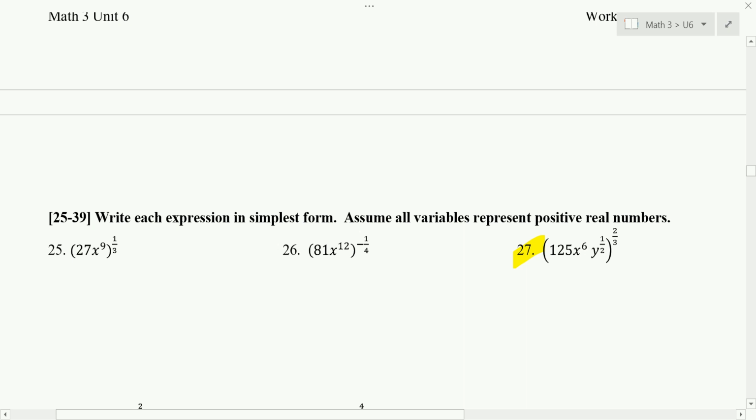Number 27, everything in parentheses is raised to the 2/3 power. And this 125 has the power of 1. So I'm going to take that 2/3 and multiply it to each of the powers inside of that parentheses. So we end up with 125 to the 2/3 power times x to the, when you multiply 6 and 2/3, you're going to multiply the 6 only with the 2, and you get 12 over 3. And then y to the 2 over 6 power.